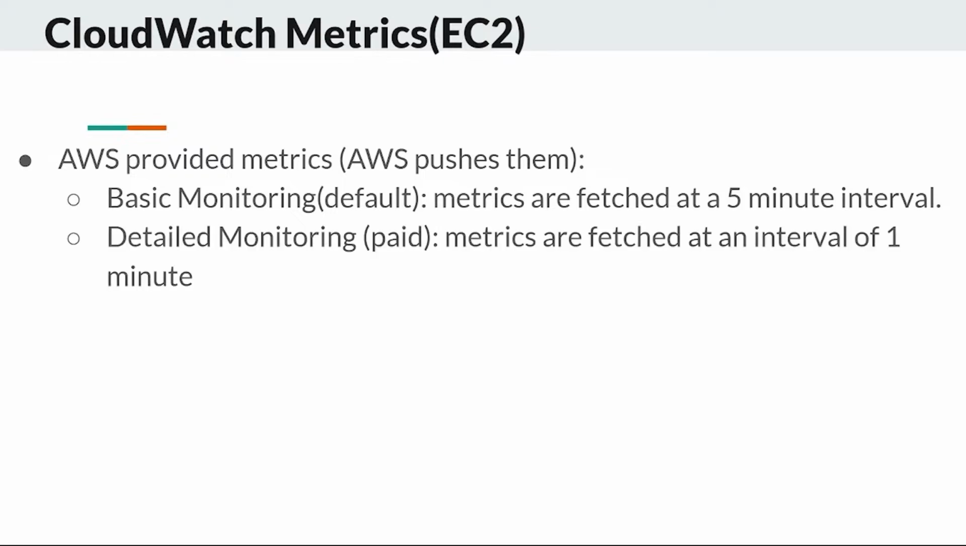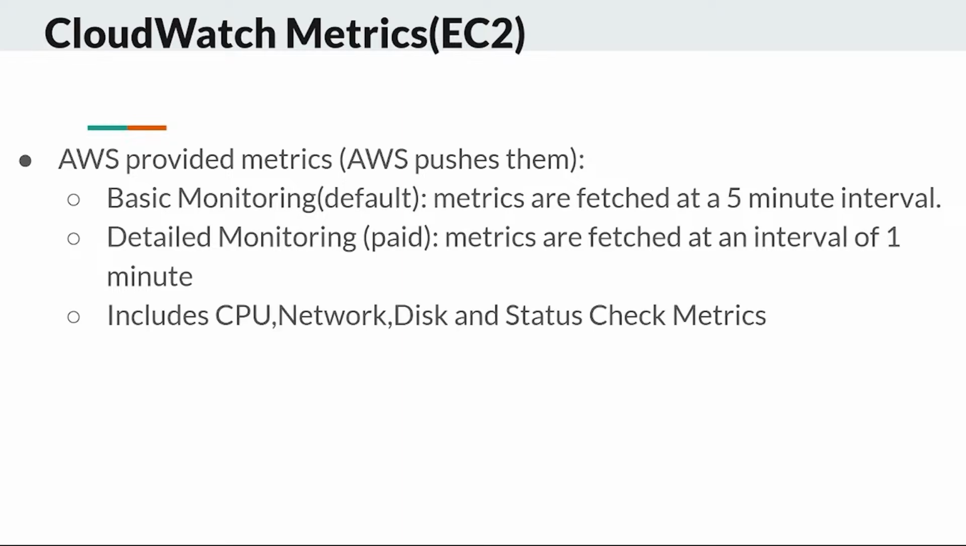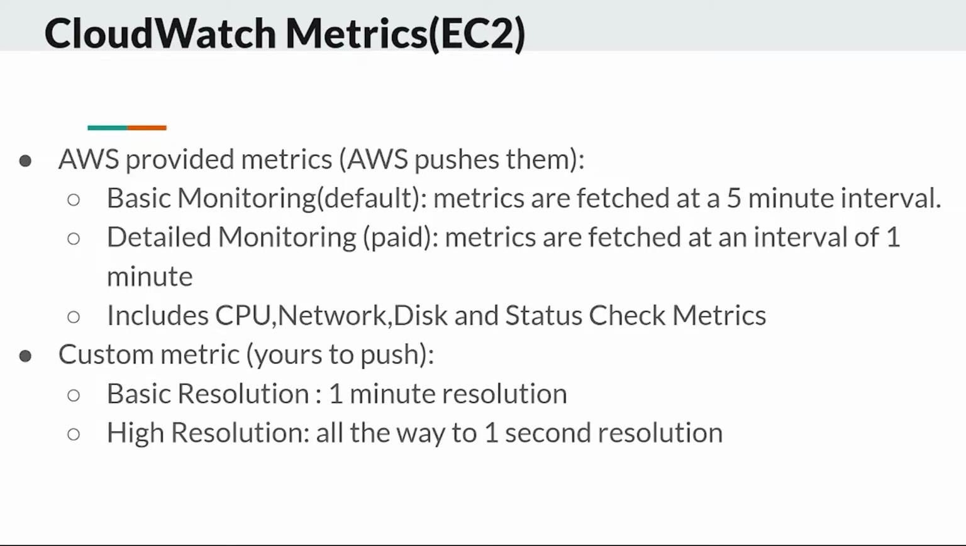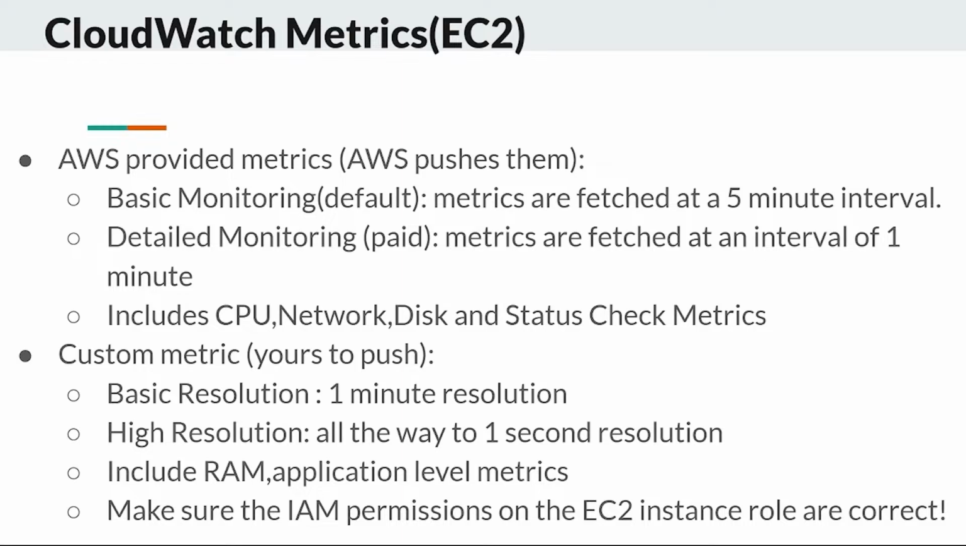Now detailed monitoring is a bit paid, and metrics are fetched at an interval of 1 minute. Next, it includes CPU, network, disk, and status check metrics. Just remember these four are very important from the exam point of view. Custom metrics, you can push these metrics, and the basic resolution is 1 minute, and if you want high resolution, then you can go to 1 second resolution also. It includes RAM and application level metrics. Make sure that the IAM permission of the EC2 role is given correctly.